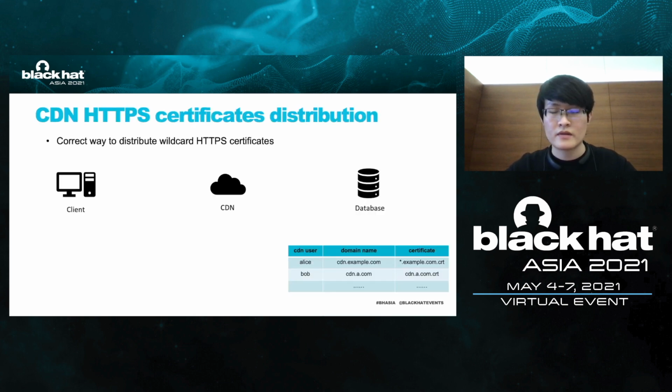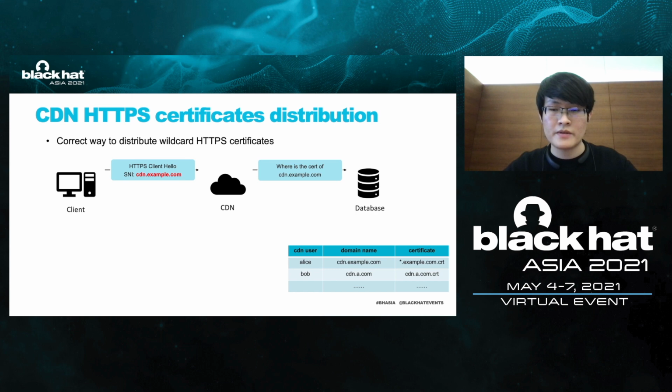Firstly, let's dive into how CDNs distribute HTTPS certificates. We found there are two ways to distribute certificates. The correct way goes like this. The client wants to establish an HTTPS connection with the CDN edge server, so it sends a client hello to the CDN and the SNI is set to cdn.example.com.